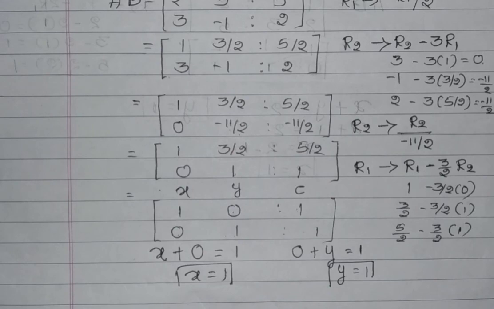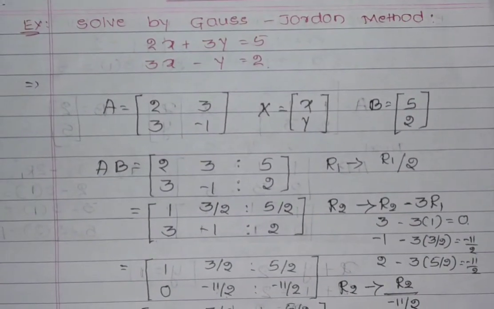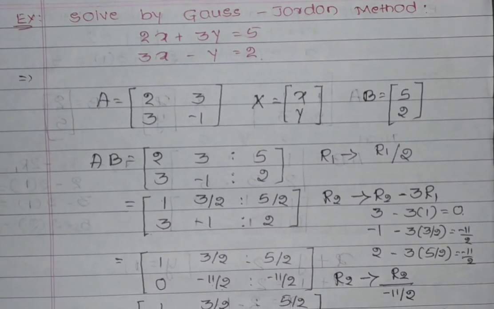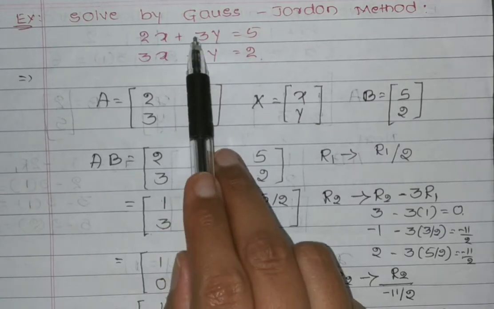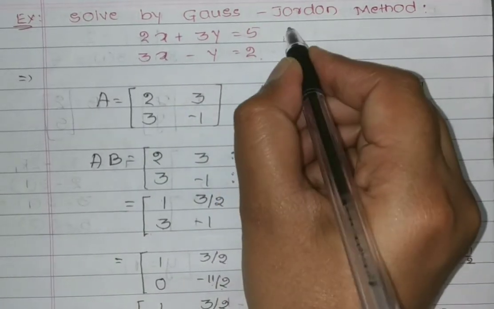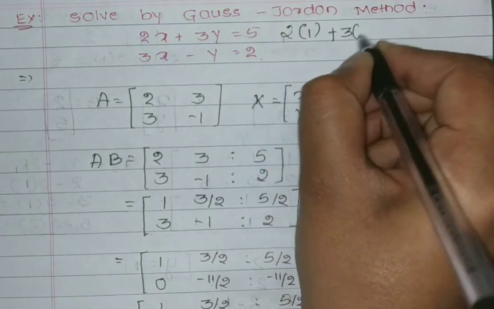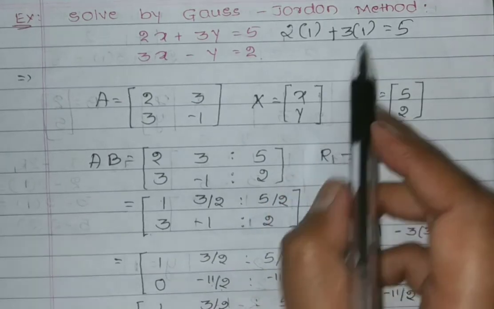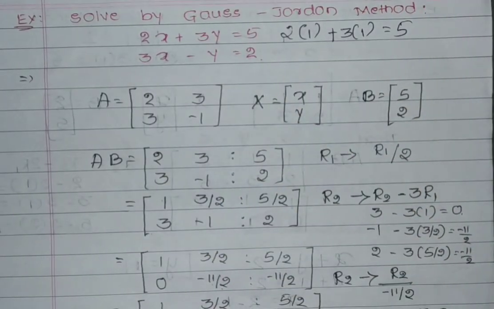It means the required answer for the given question is x is equal to 1 and even y value is 1. That we can verify by substituting in any one of the equations. So let us substitute in first equation, that is 2 into 1 plus 3 into 1. Obviously it will give us 2 plus 3, 5. It means whatever the answer we have calculated, that is correct.